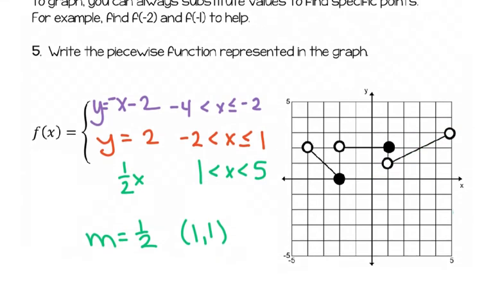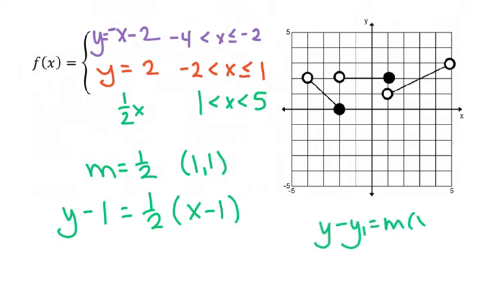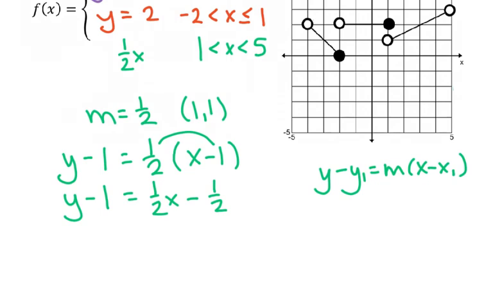So what I can do is use the point slope formula that we learned last year to find the equation of my line. If you remember, point slope formula is y minus y sub 1 equals m times x minus x sub 1. And so I'm going to simplify that. So y minus 1 equals 1/2 x, and then 1/2 times -1. Remember, we had a review quiz about this at the beginning of the year.